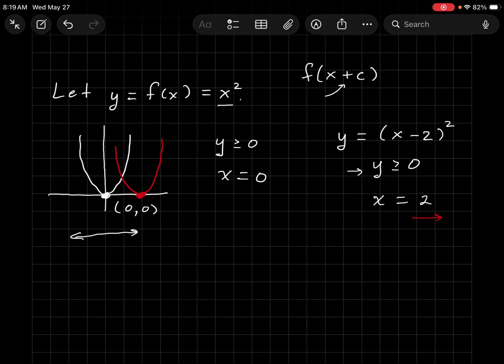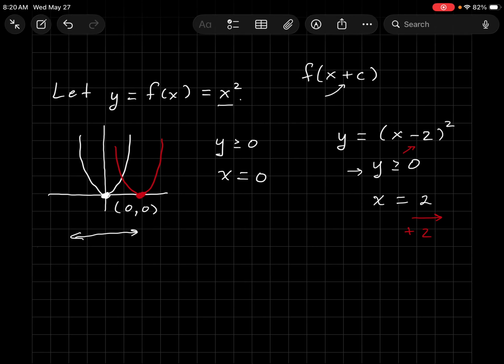Some people teach us or think of this as doing the opposite, and maybe that helps us understand, meaning when we have x minus 2, we went positive 2. You can think of that being opposite, but it's not. The math is doing what it's supposed to do.